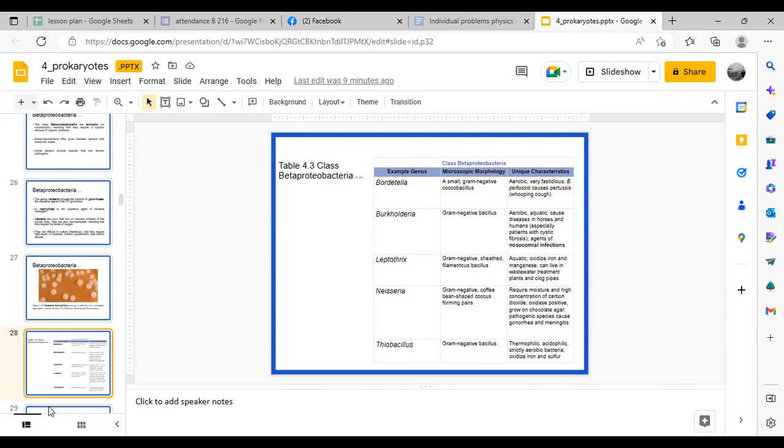Another bacteria, thiobacillus. So from the word thio, that means may sulfur siya, no? So this is able to live in hot environments, so it's thermophilic. It can live in very acidic environments, so that's acidophilic. So it's a strictly aerobic bacteria. It can oxidize iron and sulfur. So remember the word thio, that is associated with sulfur.